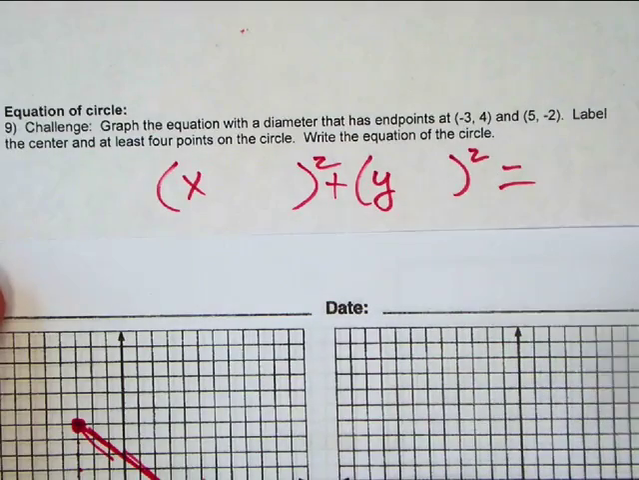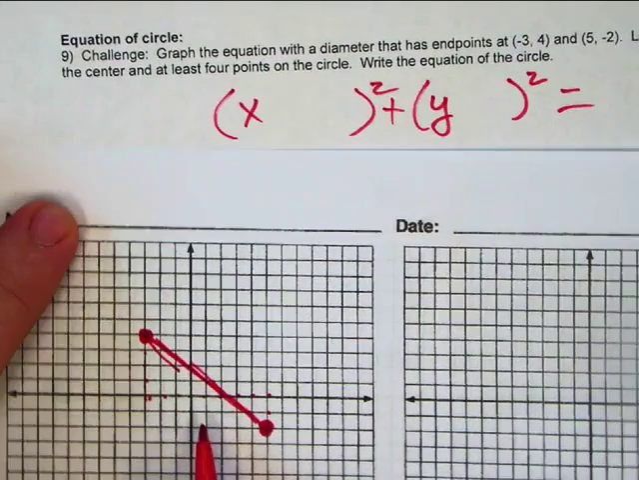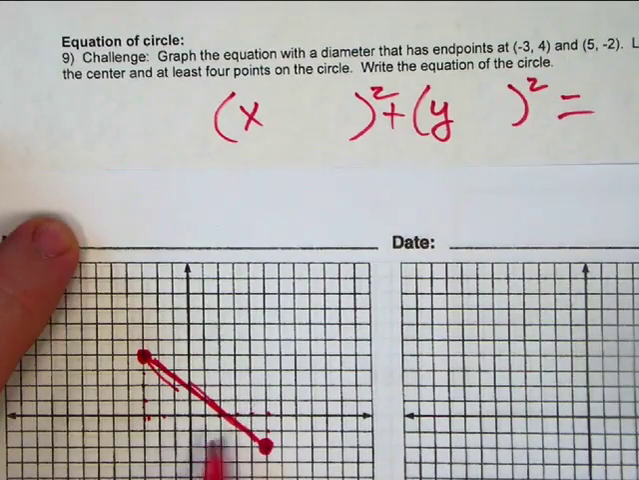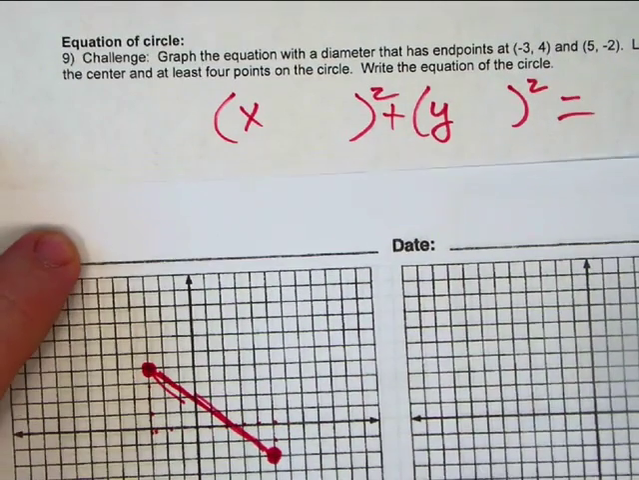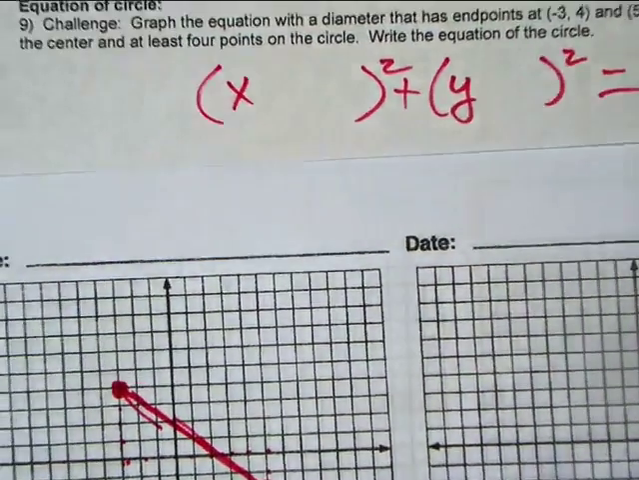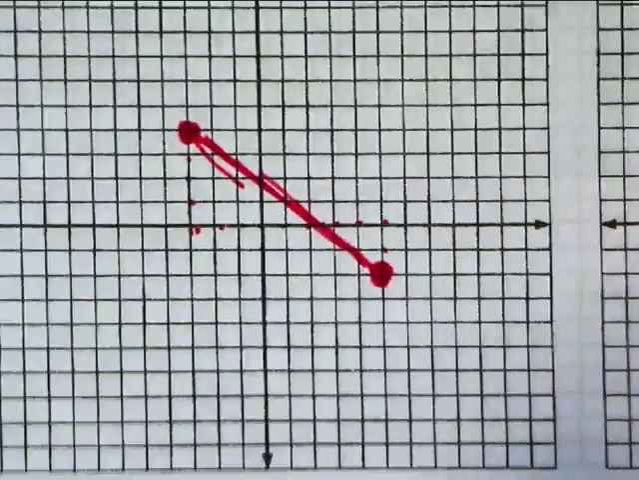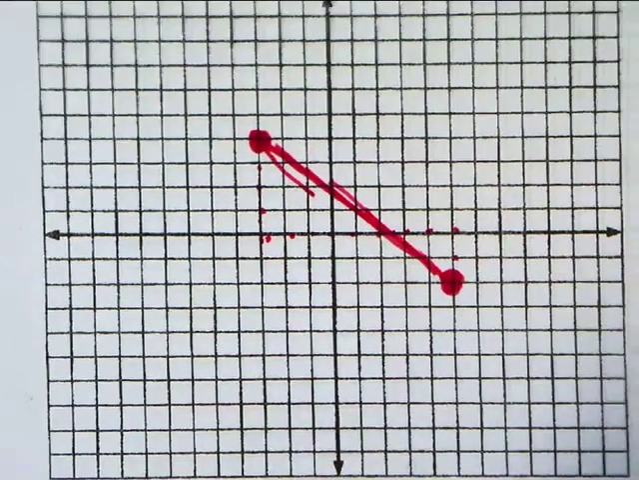Well, how much is the radius? Well, it's going to be half of the diameter. How do we find half of the diameter? Okay, there's 2 ways to do this, and I'll show you both ways. So here's the first way you can do it.